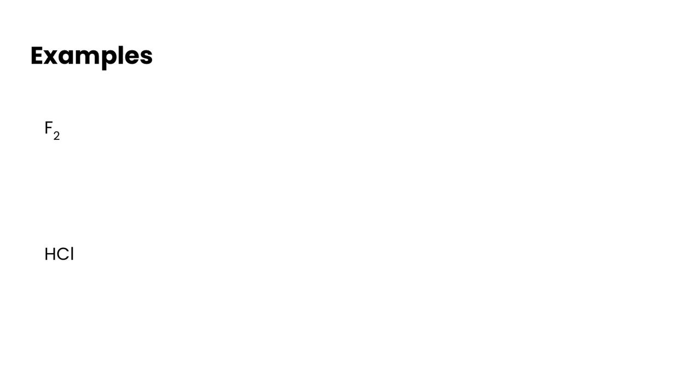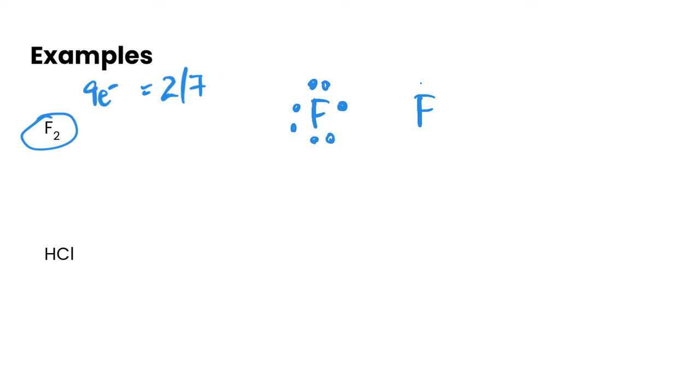Now let's look at a couple more examples. What I'm going to do here is draw the valence electrons so we can see what's going on with this sharing. Fluorine has 9 electrons, so it has 2 electrons in its first shell and 7 in its second. Let me draw fluorine here with just its 7 valence electrons. And I'll draw another fluorine here with its 7 valence electrons.